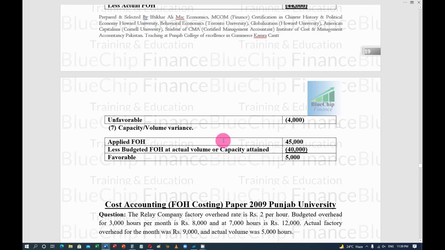The seventh requirement is capacity or volume variance, which equals applied FOH less budgeted FOH at actual volume. Applied FOH is 45,000, which we already calculated as capacity attained multiplied by absorption rate, and budgeted FOH at capacity attained, already calculated, is 40,000. So the answer is positive 5,000, which is favorable.